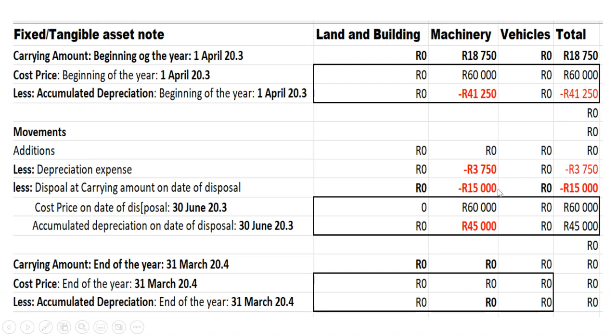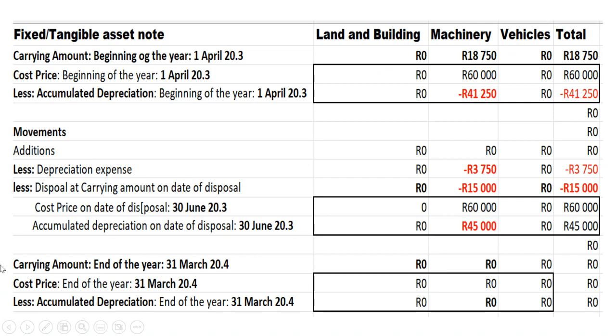But here, remember, at the beginning here, we're saying less disposal at the carrying amount on the date of disposal. Disposal carrying amount, you say cost price less accumulated depreciation, we minus that 15,000. Students always make a confusion by adding this 15,000 instead of deducting it. You deduct that.